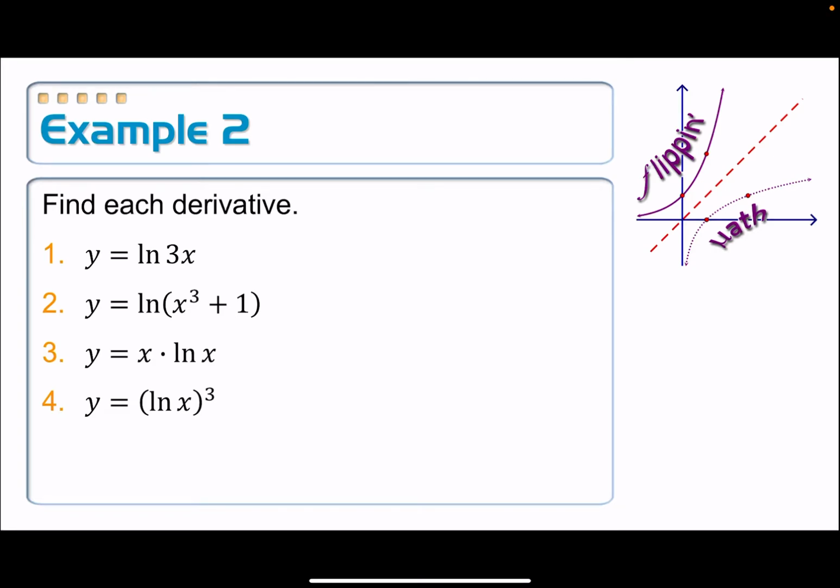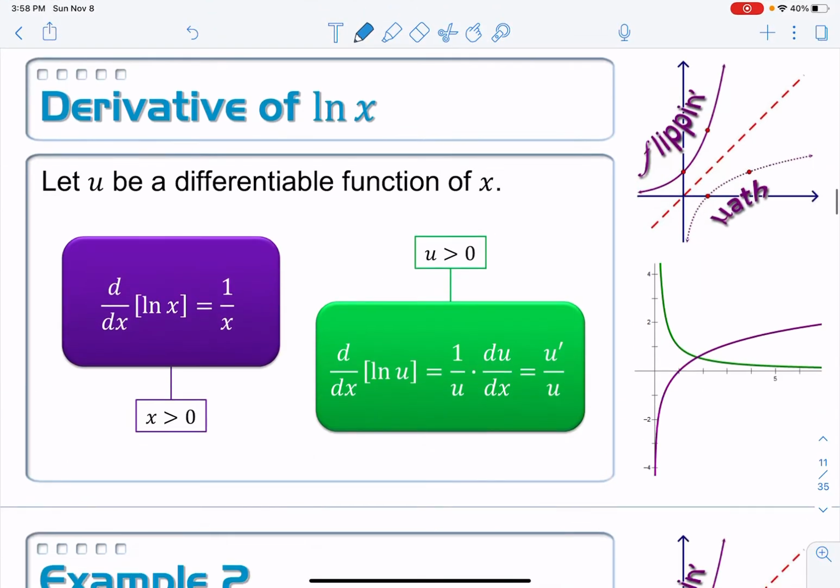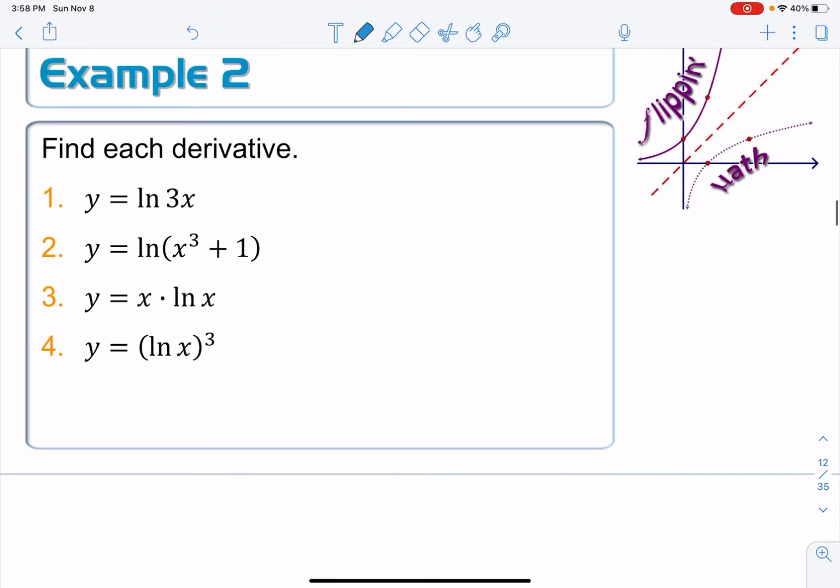Let's give those derivative rules a little bit of use, shall we? We want to find the derivatives of each of these. They're all natural log things. Let's come over here so I have some more room to write. All right, so I'll start with number 1 because that's what I do. I want to find the derivative of the natural log of 3x.